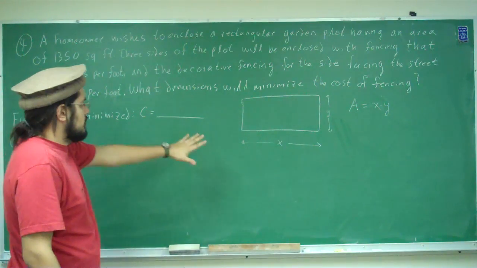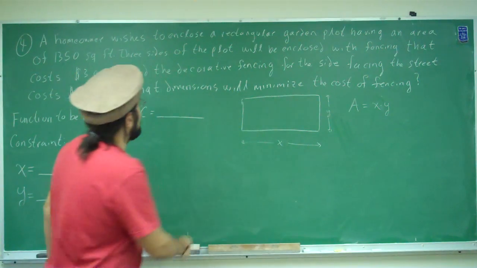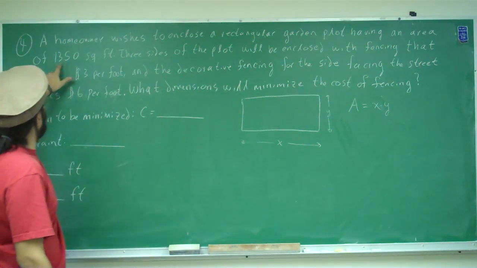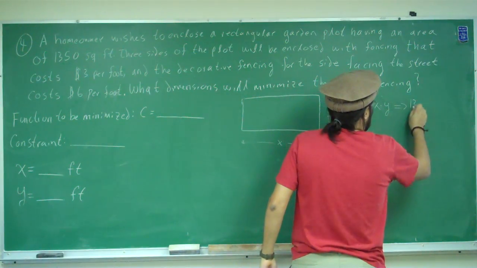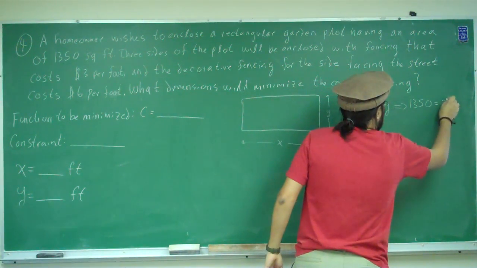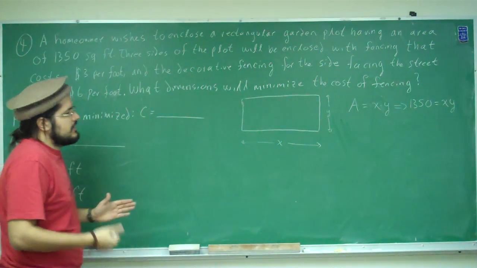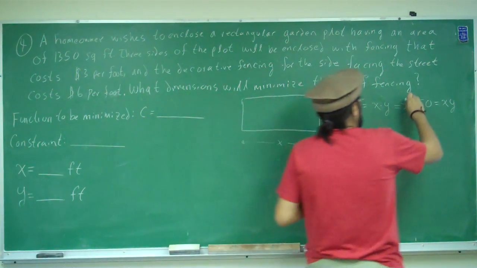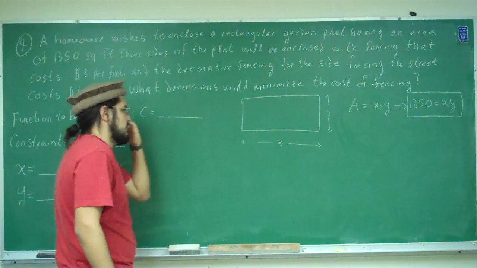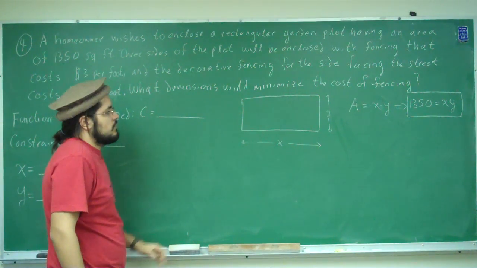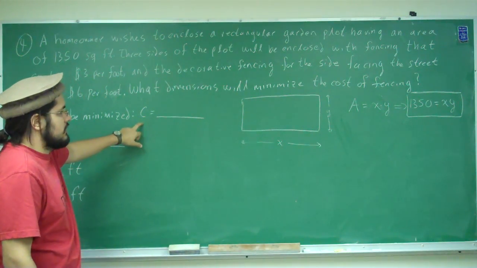Okay, so I drew my picture, we have x and y. We know the area is x times y, but we know that the area is 1,350 square feet. Therefore, this implies that 1,350 is equal to x times y. So definitely the constraint is going to be this: x times y has to be 1,350. Alright, so that's the constraint. We want to find the cost function now.